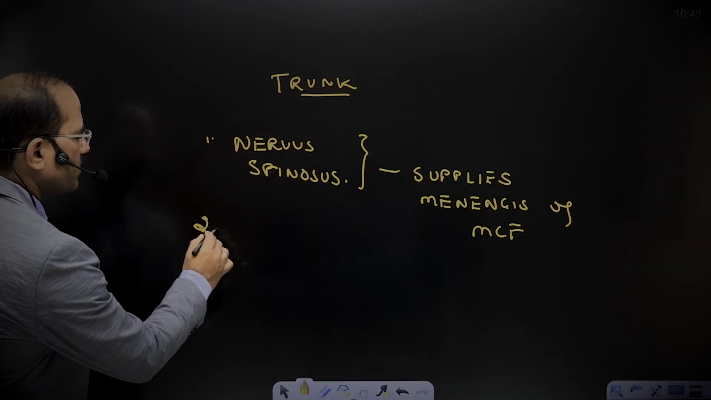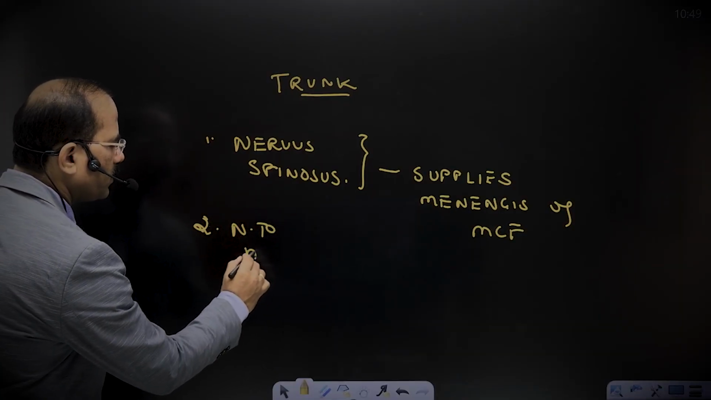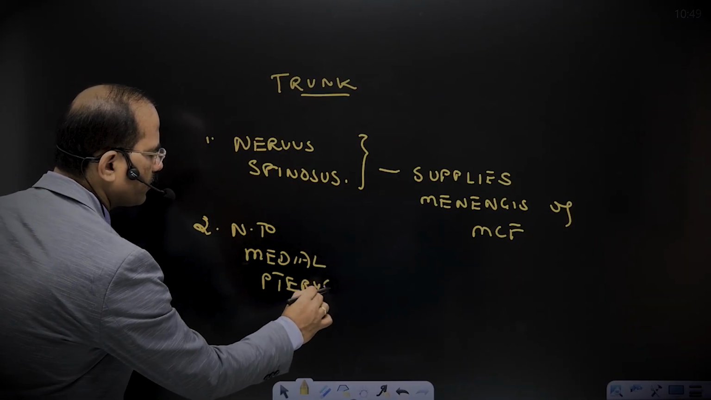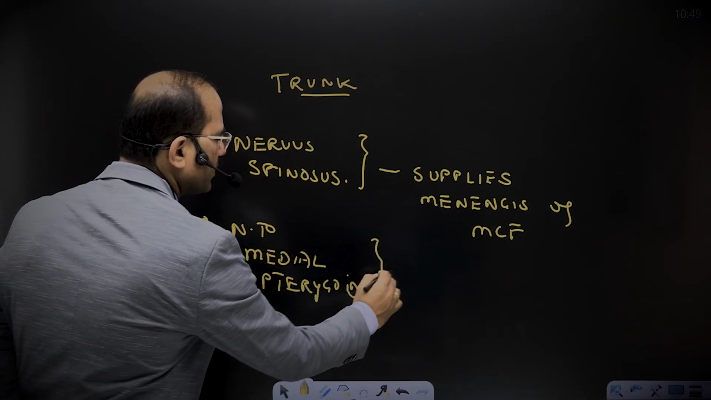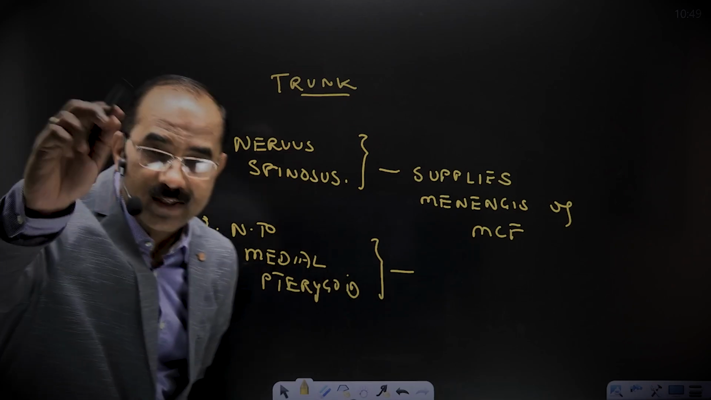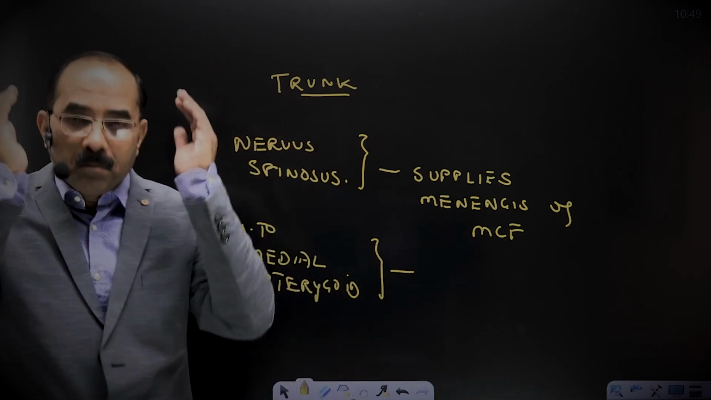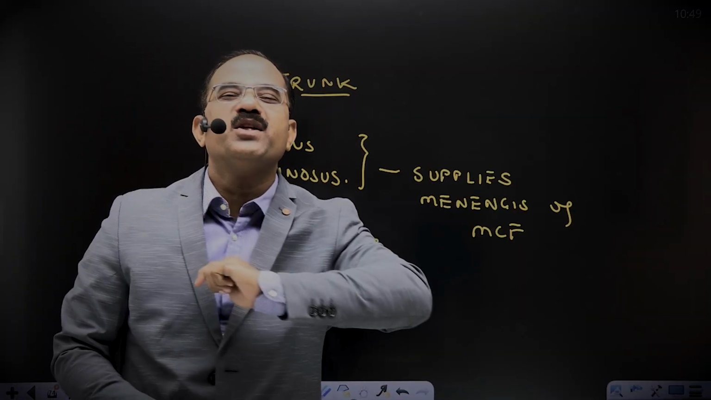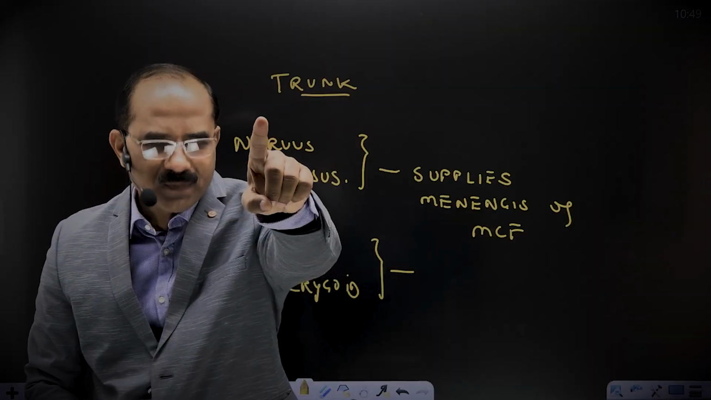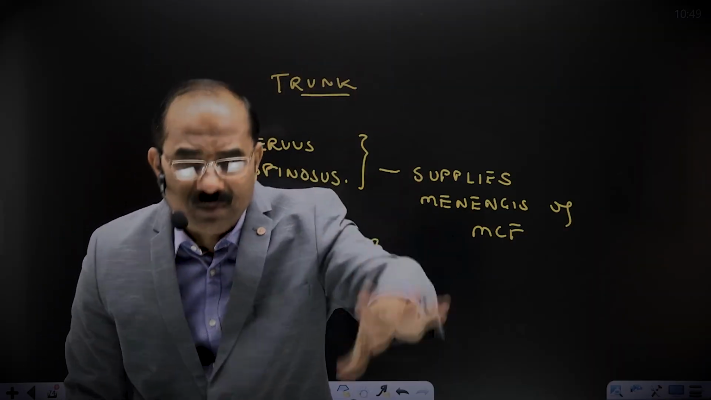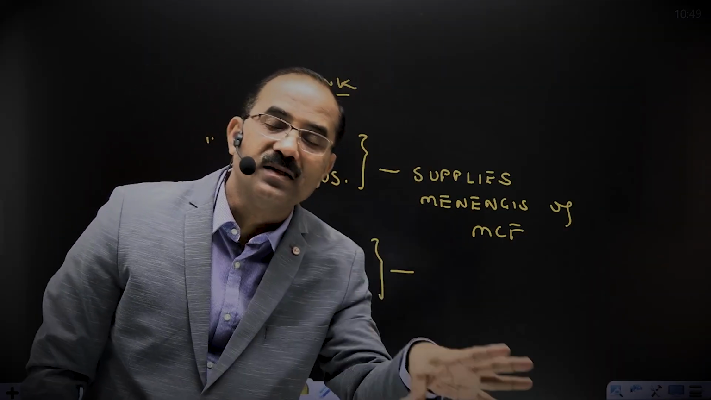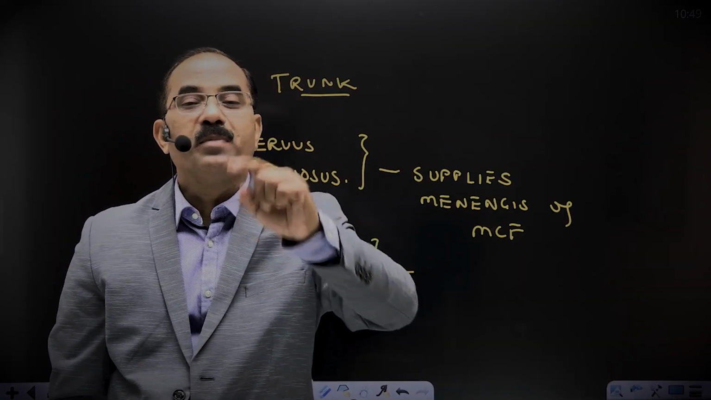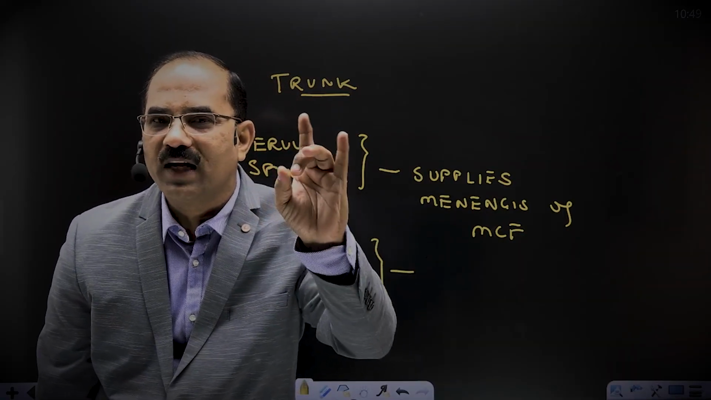Second one is nerve to medial pterygoid. So this nerve to medial pterygoid would supply what? It supplies the medial pterygoid. Remember, students, medial pterygoid is the only muscle which is supplied by the trunk of the mandibular nerve. Trunk, that's a very important MCQ. Rest of the muscles of mastication would be supplied by the anterior division of mandibular nerve. Okay. Medial pterygoid is supplied by the trunk of the mandibular nerve. Remember, that's a very important MCQ.